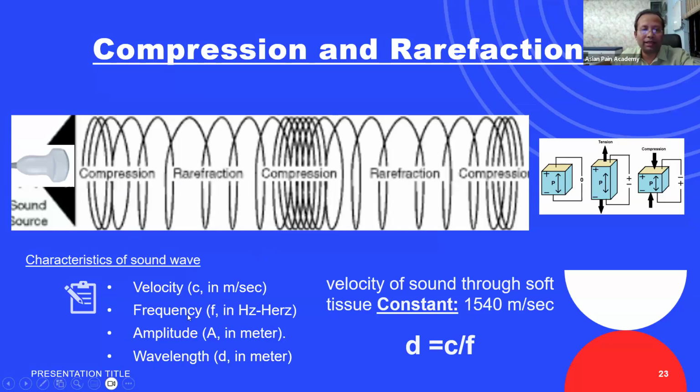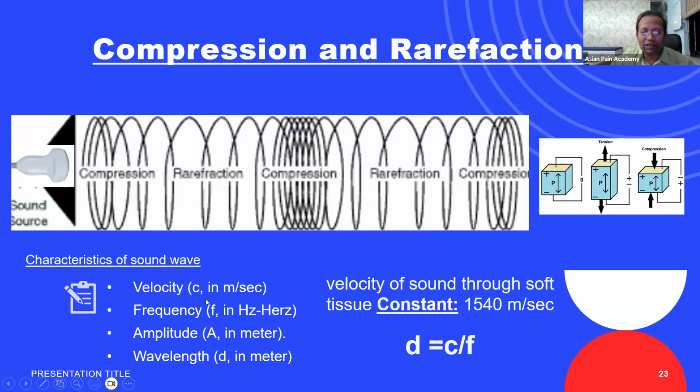Here, one important thing is frequency in hertz. This is a hardware characteristic. You cannot change it if the hardware is fixed; whatever you fix, that frequency will come. So you cannot change anything here. This is a hardware characteristic, so we will think about the velocity, amplitude, and wavelength.